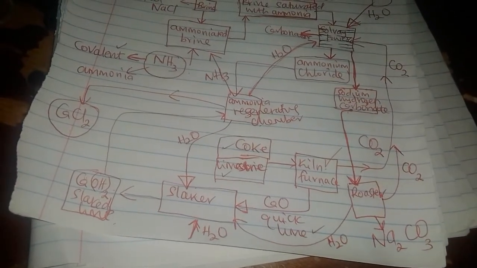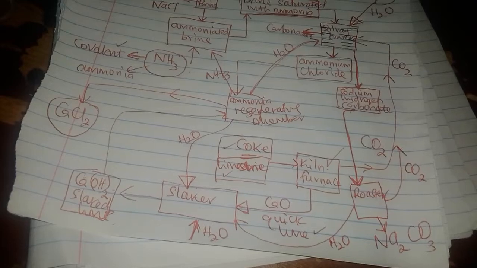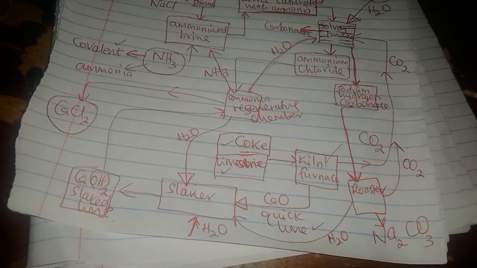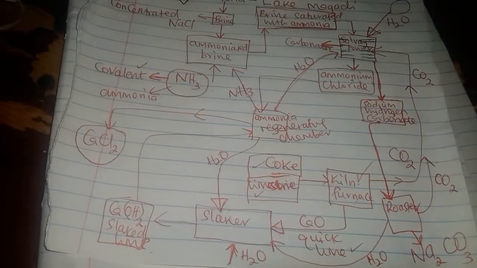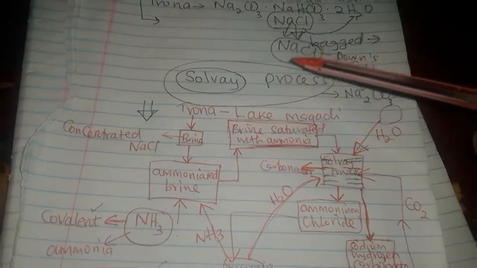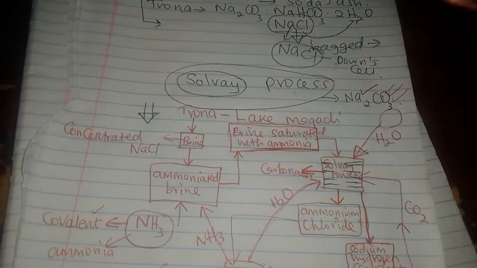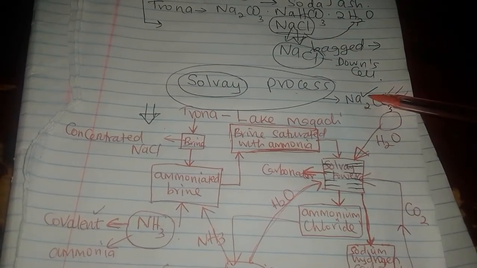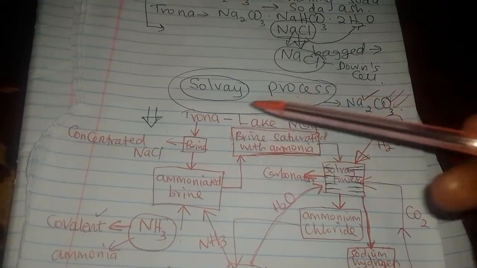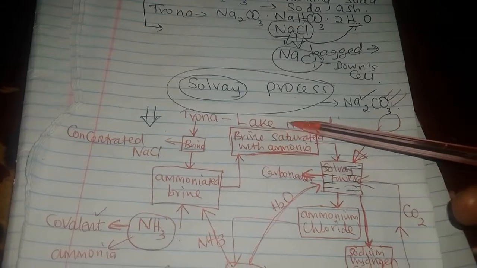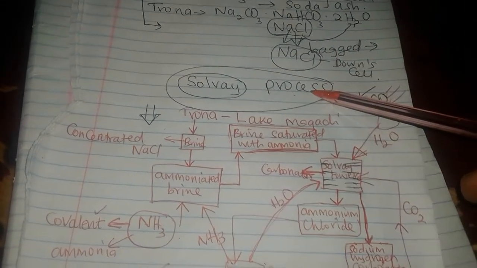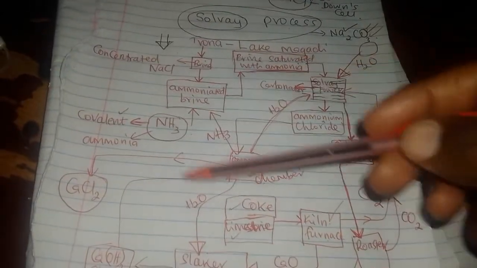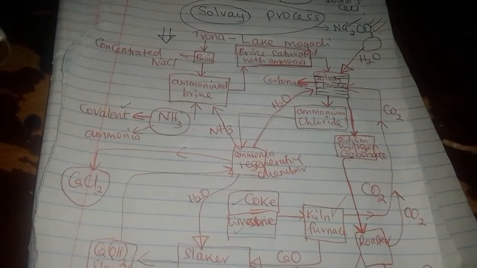Sodium carbonate. Now we can write some chemical equations and more explanations for us to understand how this process aims at manufacturing. I've told you this process is called the Solvay process. Its main aim is to manufacture sodium carbonate. So apart from getting sodium carbonate from Trona, from Lake Magadi, you can as well come up with sodium carbonate from the Solvay process. And this is a flowchart of how that process looks like.